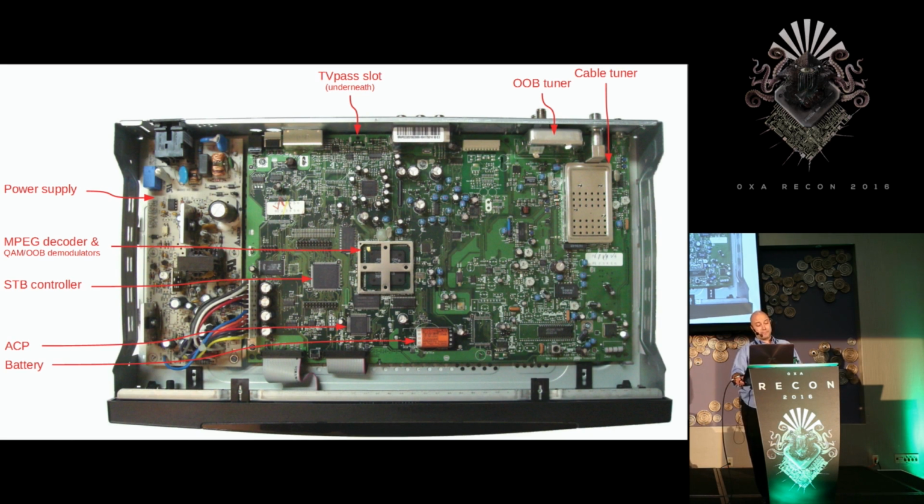The cable set-top boxes include a second tuner, which is used to receive the out-of-band data. The out-of-band tuner operates independently of the main tuner and on a separate frequency range. This way, it always stays tuned when you're on any channel, and this is where all your firmware upgrades and your EMMs and all this kind of stuff comes through.